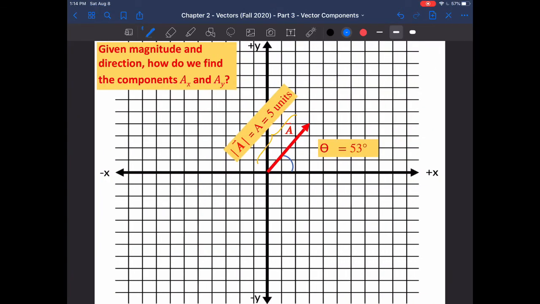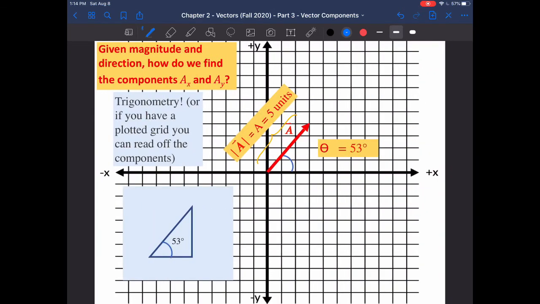Okay. What if I had done the other thing? What if I had told you this vector has a magnitude of 5 and an angle of 53 degrees? In this case, how would you find a sub x and a sub y? Well, again, recognize that we always have a right triangle because x and y are perpendicular to each other. So if I want to find a sub x and a sub y, I can, again, use trig. Okay, so let's do that here.